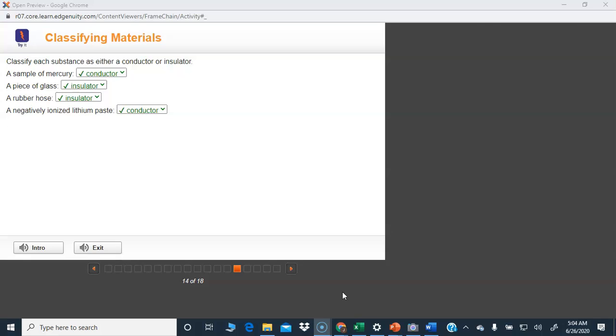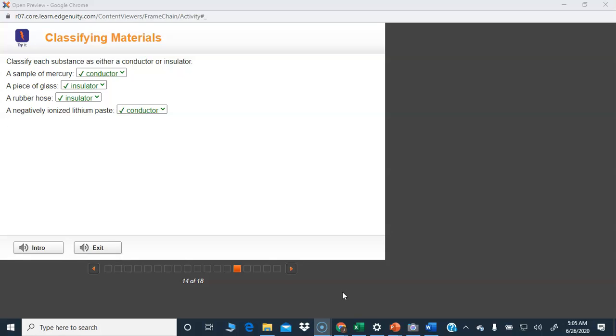Okay, so the next panel has some questions. Classify each substance as either conductor or insulator. A sample of mercury. Mercury is a metal. So even though it's liquid at room temperature, it's one of only 2 elements on the periodic table that are liquid at room temperature. It is a metal, and so it's a conductor.